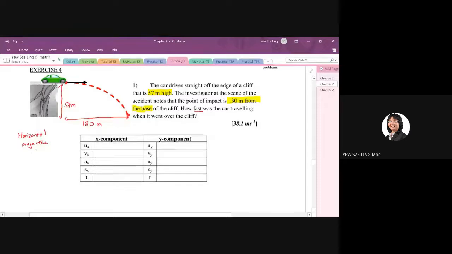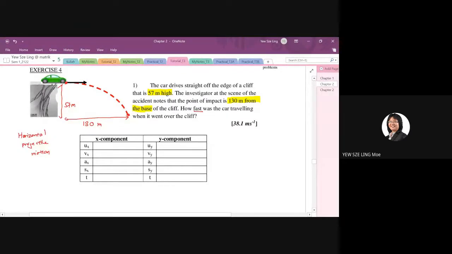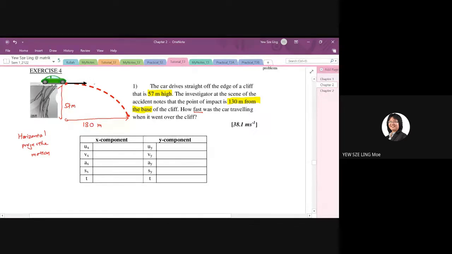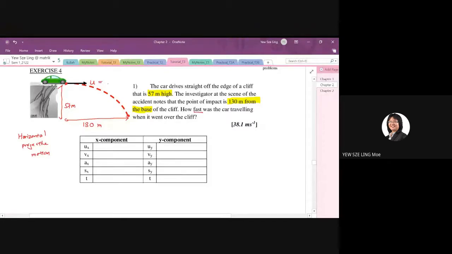Now, when we talk about horizontal projectile motion, the initial velocity of the object is going to the right-hand side. So this is your u. If you look at the diagram, the velocity lies on the x component. Therefore, we can also say the initial velocity is equal to ux.